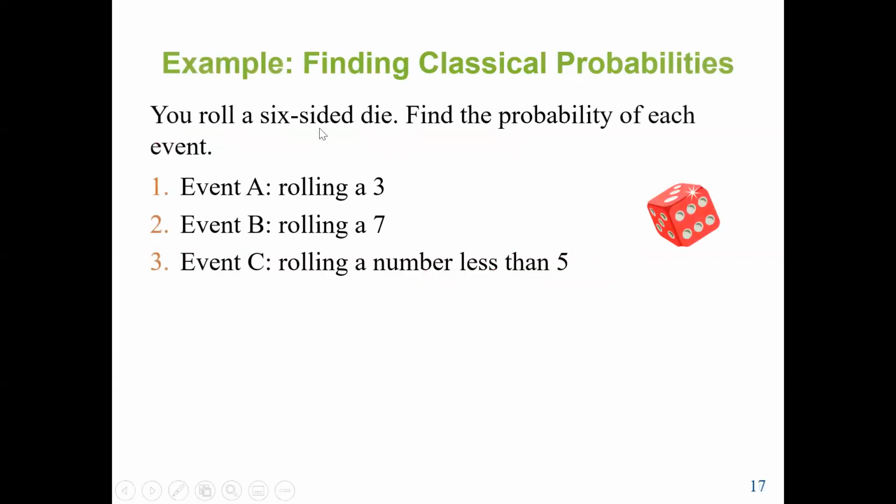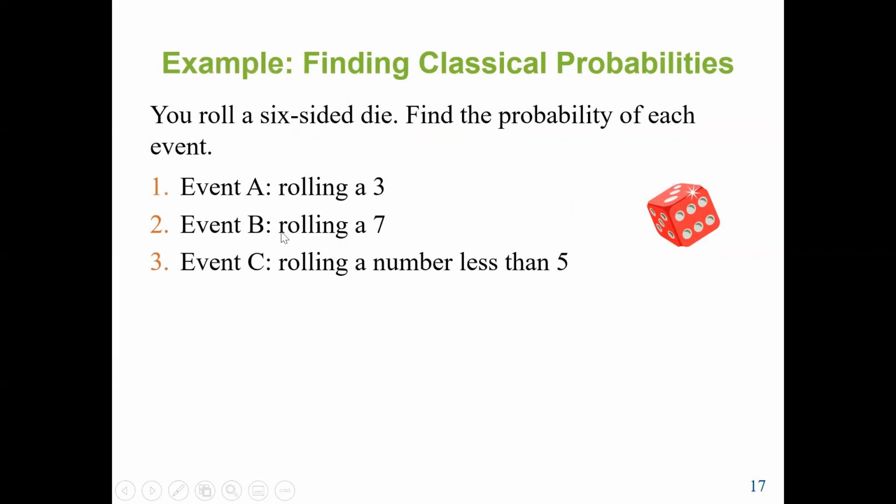And now let's see an example here. We roll a 6-sided die. We want to find the probability of each event. Event A, rolling a 3. Well, how many 3s do we have on a die? Only 1, and the number of sides is 6. So it will be 1/6.